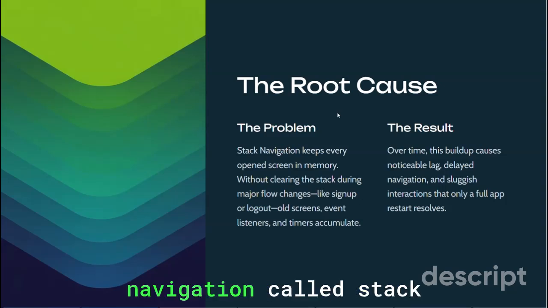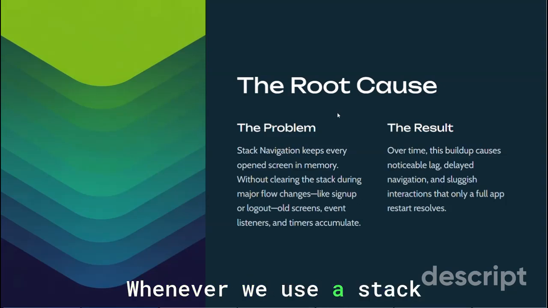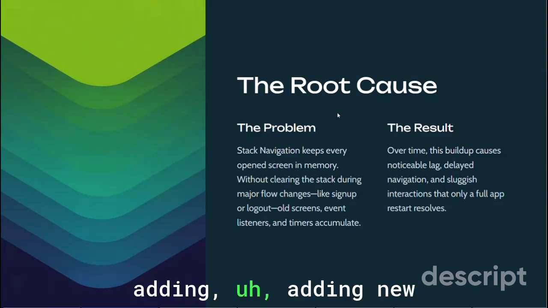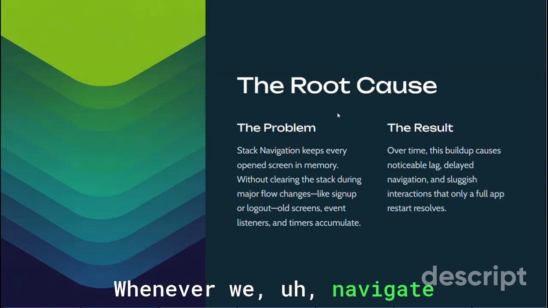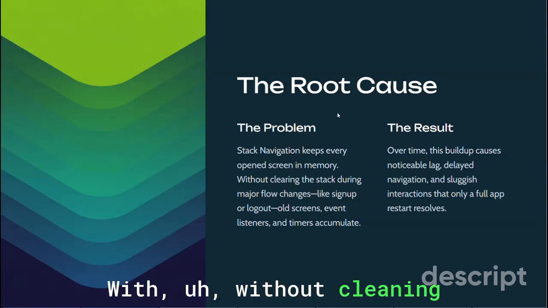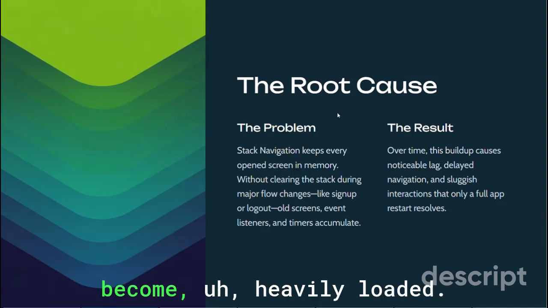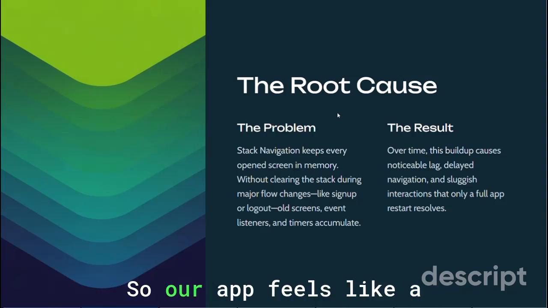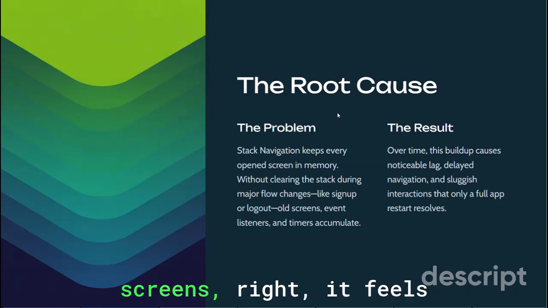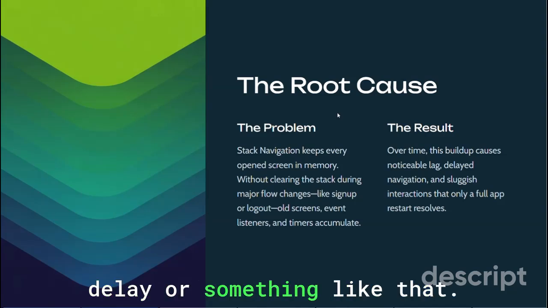There are two types of navigation: stack navigation and tab navigation. Whenever we use stack navigation, it keeps adding new screens to memory. Whenever we navigate from one screen to another, it keeps adding that screen to memory. Without cleaning that, the stack will become bulky, in the sense that the memory will become heavily loaded, so our app feels laggy. Whenever we move to other screens, it feels laggy, or it feels like it is taking a delay.